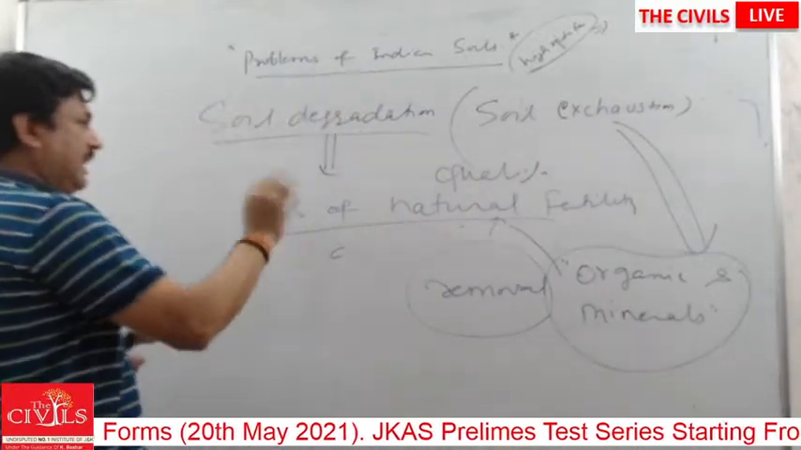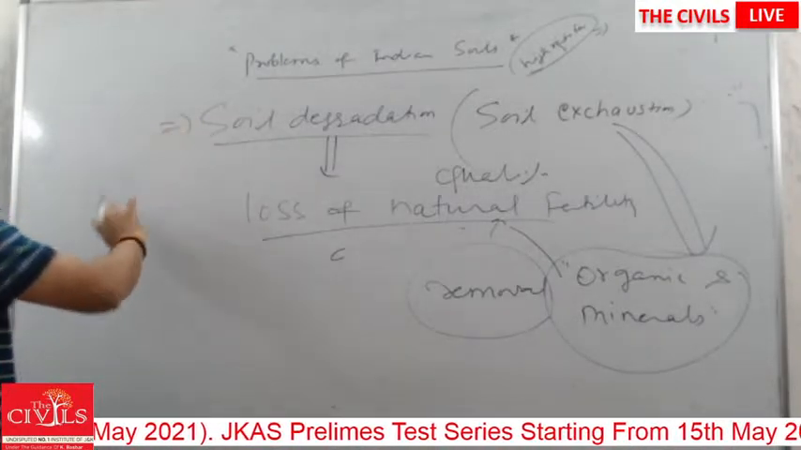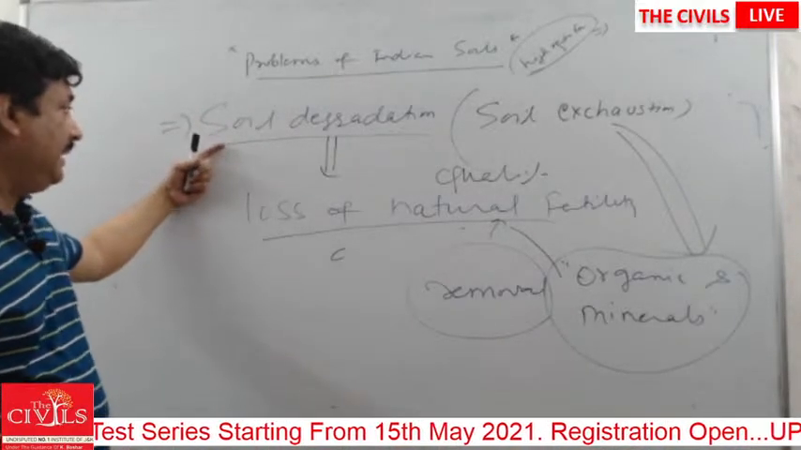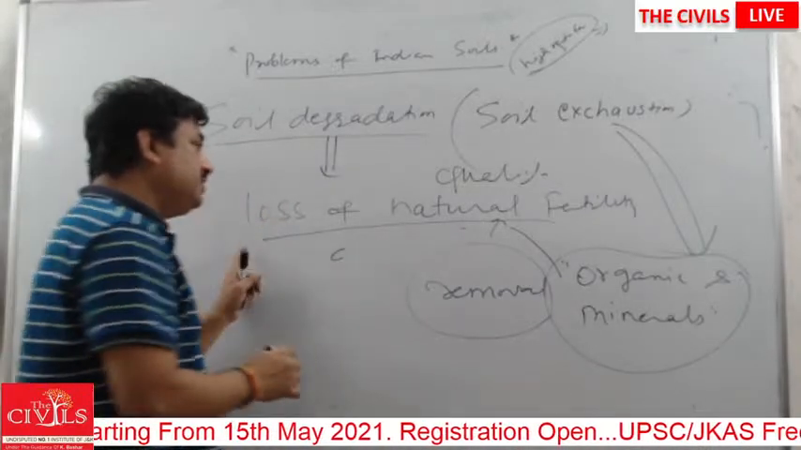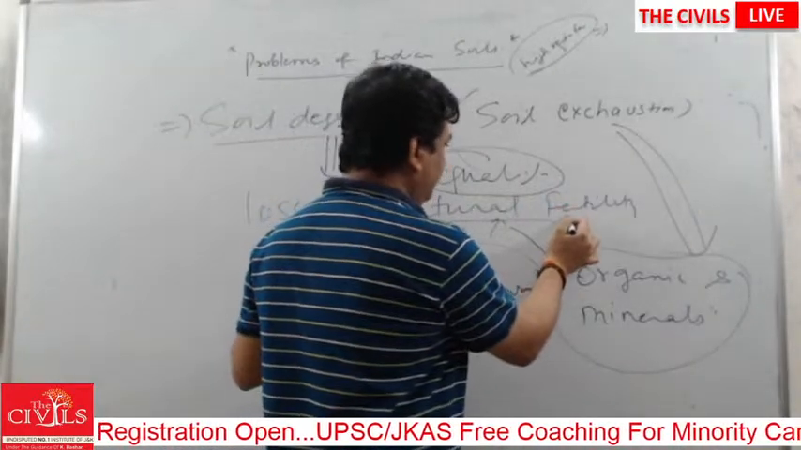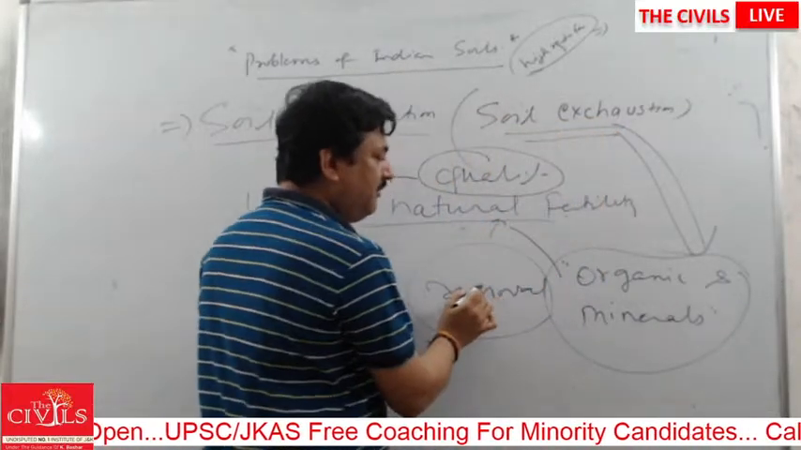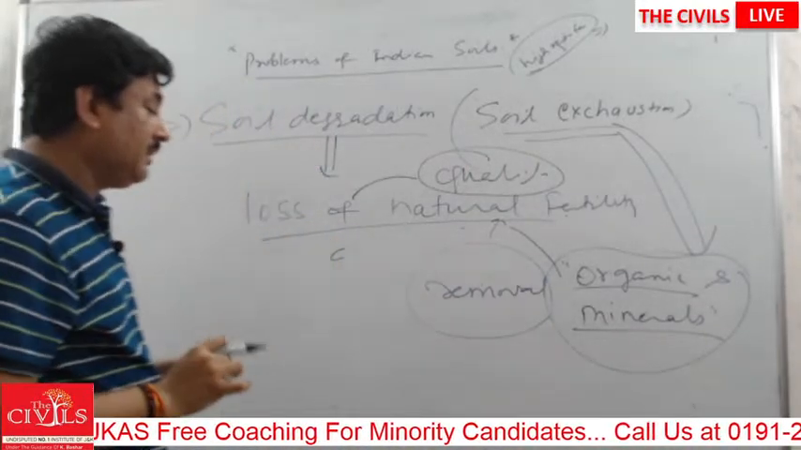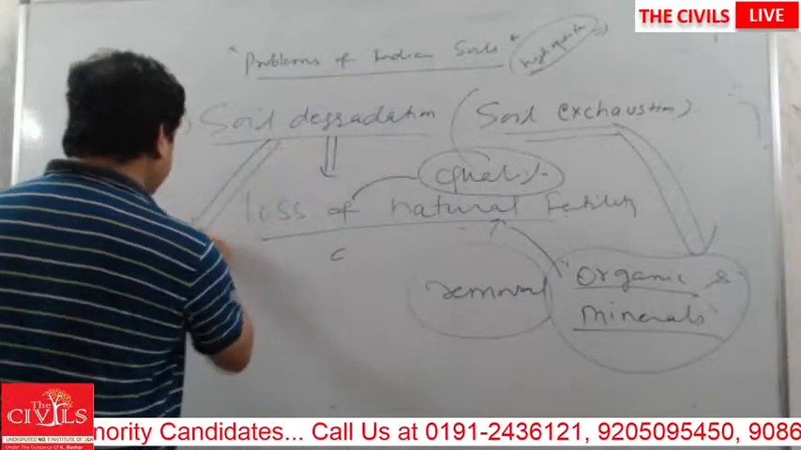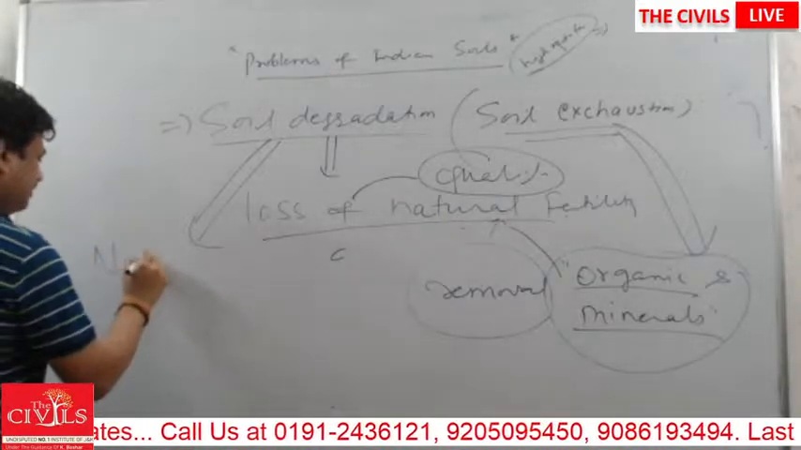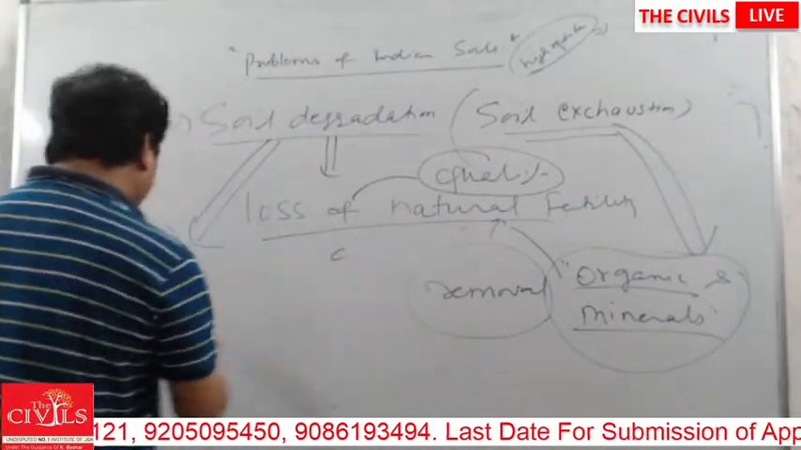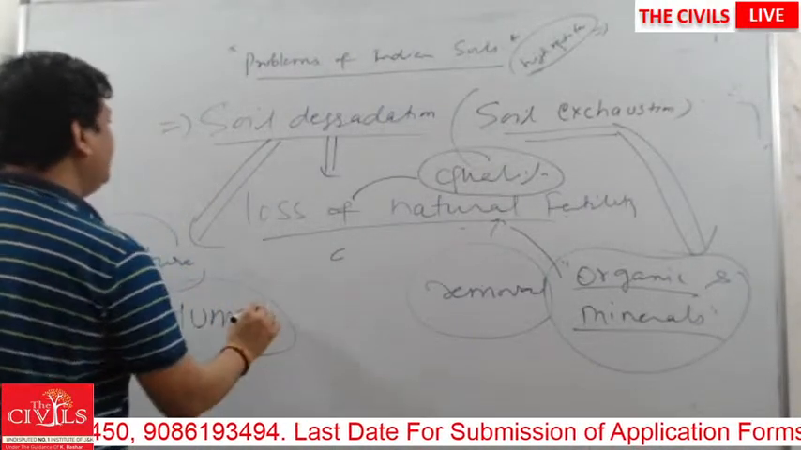Soil exhaustion and soil degradation are used simultaneously. Soil degradation is one of the main problems, associated with deterioration in the quality of soil, or loss in its natural fertility. The main reason behind soil degradation is not only natural processes. Nature is also responsible, like soil erosion leading to soil degradation, but the human factor is the main factor behind soil degradation.